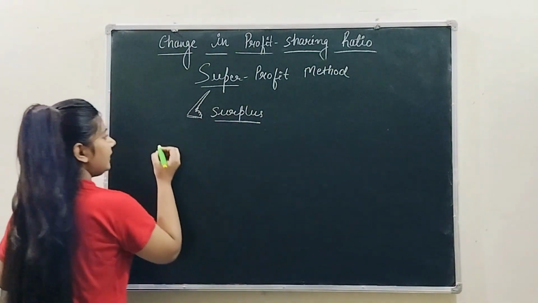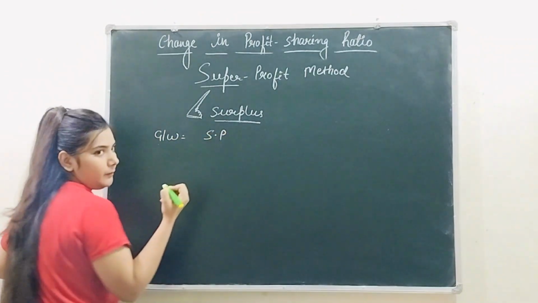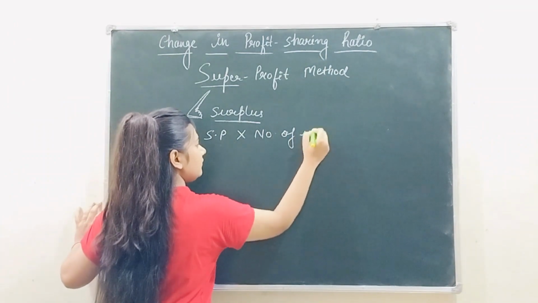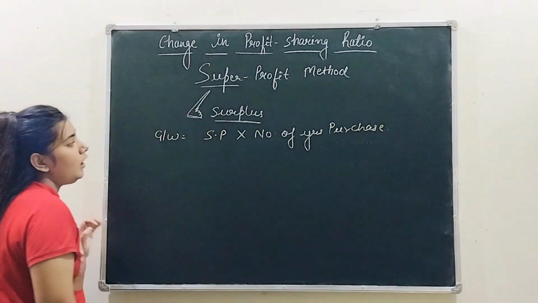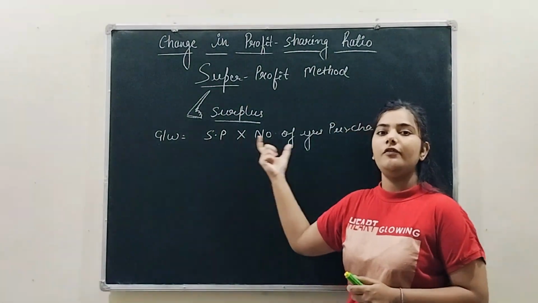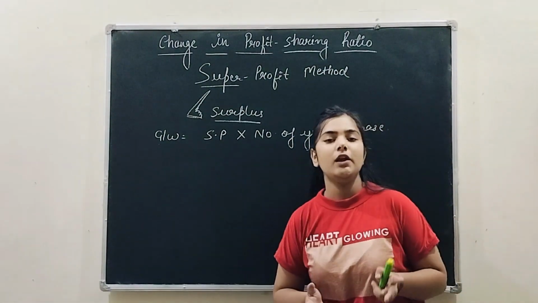Now the formula of this method is: you have to simply calculate your super profit and then multiply it with the number of years purchase. In this formula, as you can see, you have two main parts: your super profit and the number of years purchase. About the number of years purchase, we've been studying it in the last two videos.